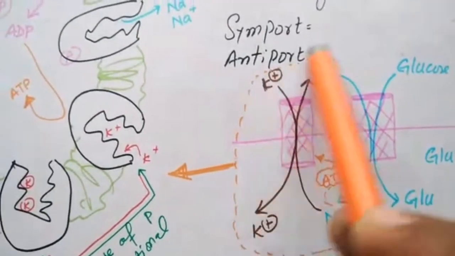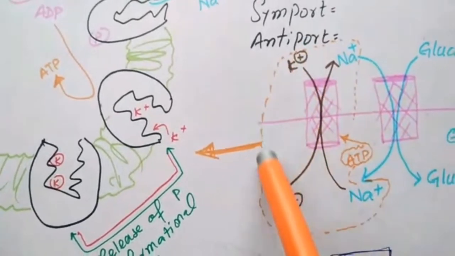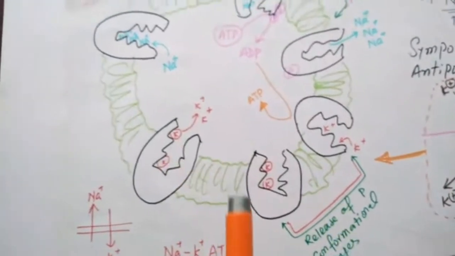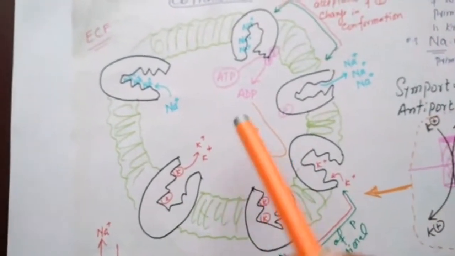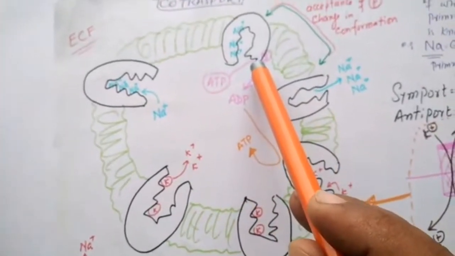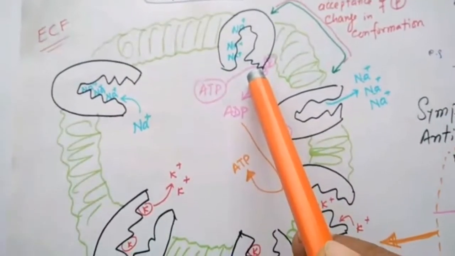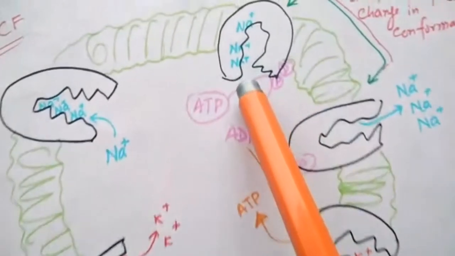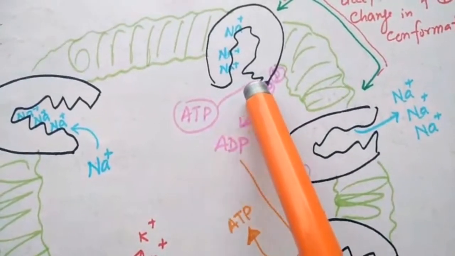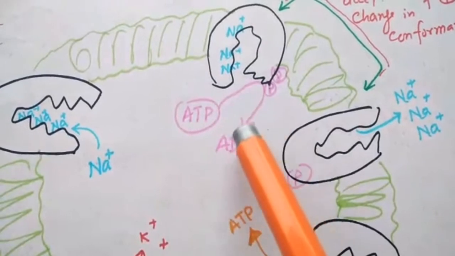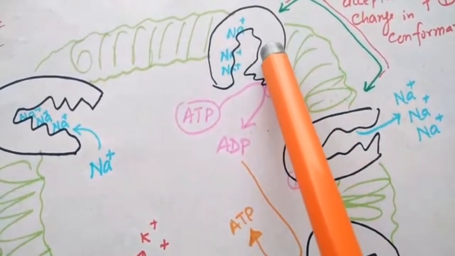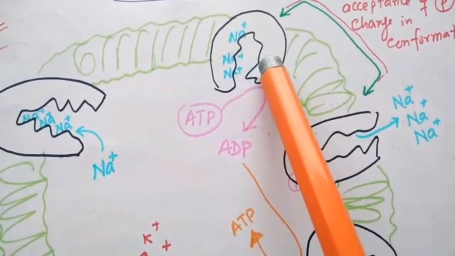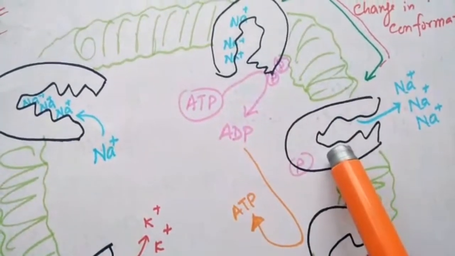Now, how does this transportation occur? For the mechanism of sodium-potassium co-transport, antiport, look at this diagram. This is the energy. This is the carrier protein loaded with sodium. When this carrier protein is phosphorylated by ATP converting into ADP, one phosphate group is attached here. The phosphorylation of this carrier protein results in conformational changes.